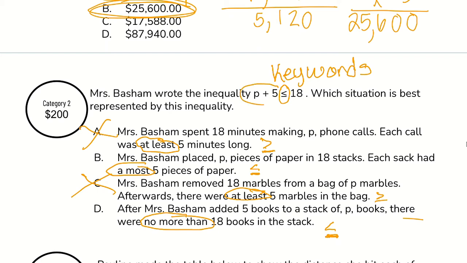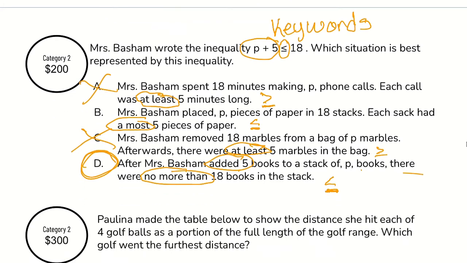I know I have a number I don't know, and I'm adding 5 to it. So Mrs. Basham placed P pieces of paper in 18 stacks. Each stack had at most 5 pieces of paper. Okay, that doesn't really sound like addition to me. After Mrs. Basham added 5 books to a stack of P books, adding 5, there was no more than 18. So D, I found keywords of addition. I found keywords for less than or equal to. And that's the only one that matches up.